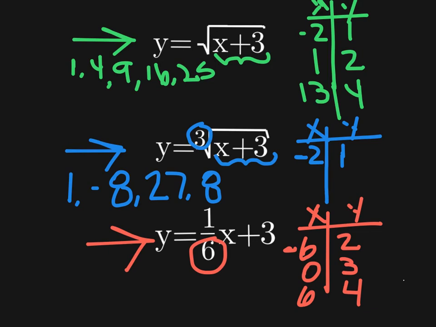Okay, so what if I want what's underneath the radical sign to be -8? Well, what plus 3 is -8? That would be -11. So if I chose -11 for x, I would end up with -8, and the cube root of -8 is -2. Last, if I chose 27, what number plus 3 is 27? That would be 24. So 24 plus 3 is 27. The cube root of 27 would be 3.